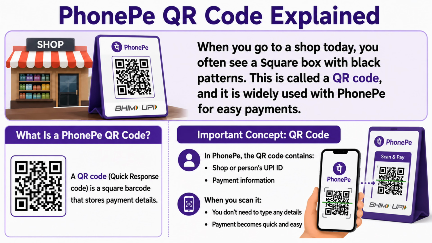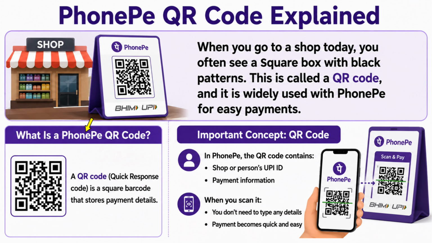In this video, I will explain the PhonePe QR code. When you go to a shop today, you often see a square box with black patterns. This is called a QR code, and it is widely used with PhonePe for easy payments. What is a PhonePe QR code?